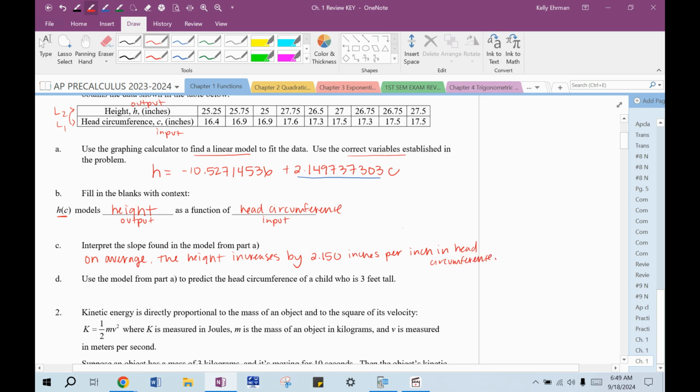I guess you could say inches per inch. That's kind of weird. But the height increases. You want to say what the input is. It increases by 2.15 inches, or you could say for every 1 inch increase in the head circumference.